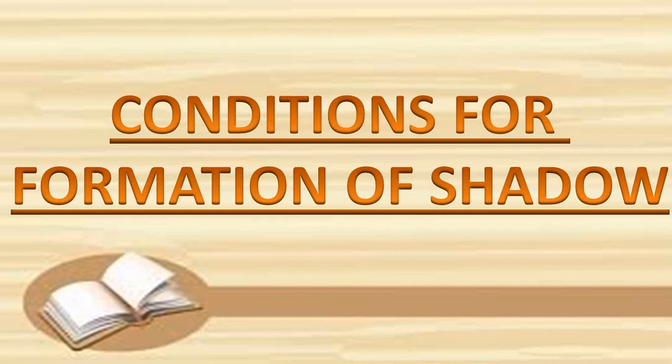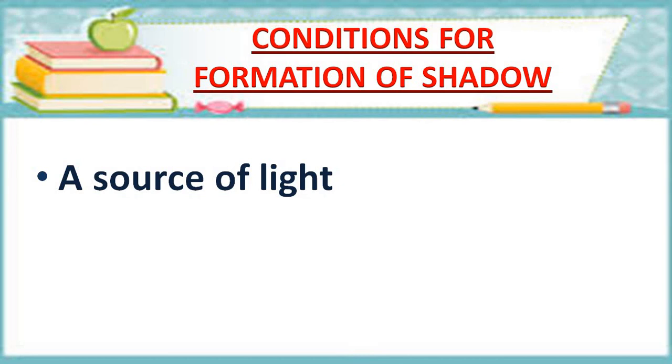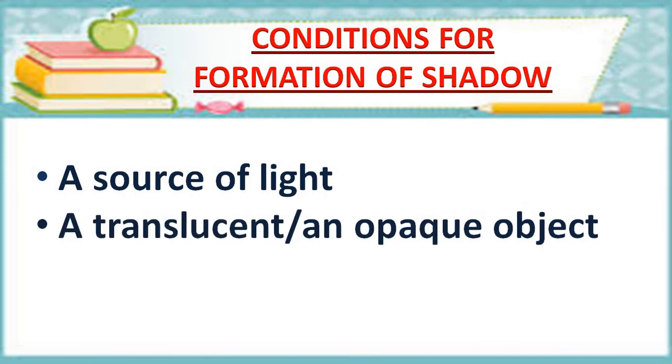Now there are conditions for the formation of shadow. What are these conditions? Let's see. First, you need a source of light. It can be a natural source like the sun, or you can use an artificial source of light like a bulb, lamp or even a torch. Second, you need a transparent or an opaque object. As you have learned, opaque objects do not allow any light to pass through them, so the shadow formed by an opaque object is the darker one. You can form a shadow with a translucent object also. And third, you need a screen, means a surface where you will form the shadow.